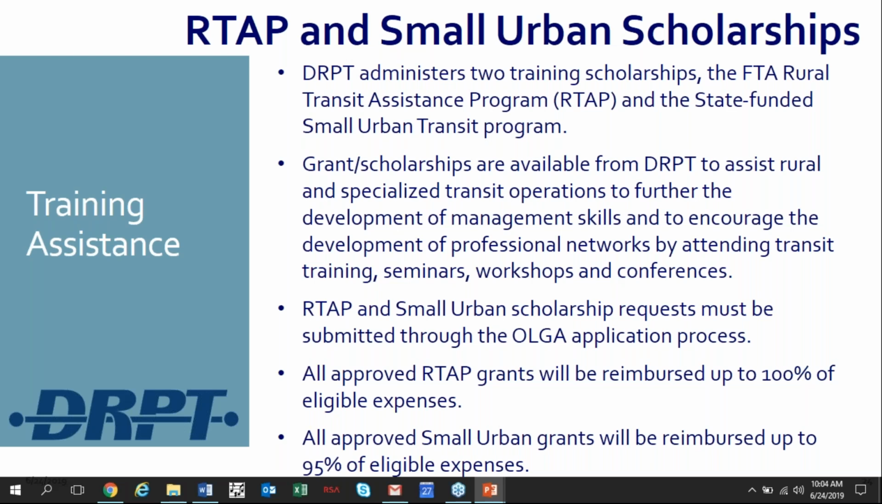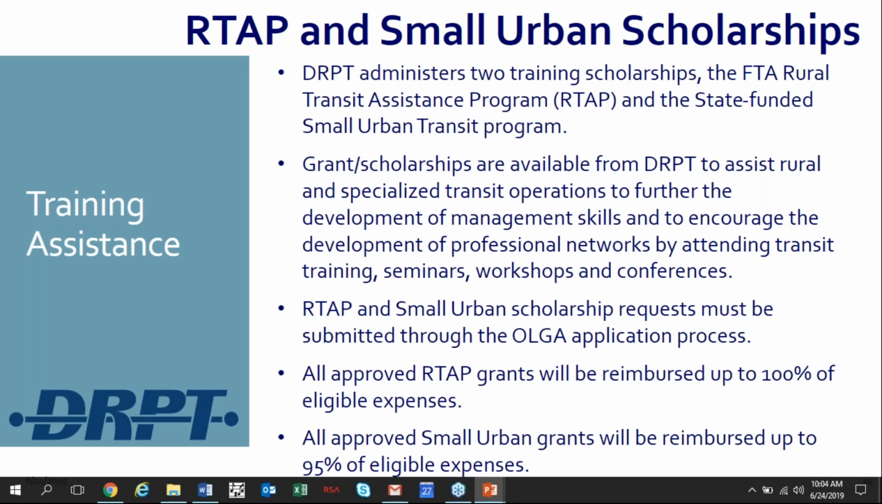DRPT administers both these training scholarship programs: the FTA Rural Transit Assistance Program, which is for 5311 operators and 5310 programs, and the state-funded Small Urban Transit Program, which is for small urban 5307 programs. Again, these programs are to assist operations, further the development of management skills, and encourage the development of professional networks by attending transit training, seminars, workshops, and conferences.